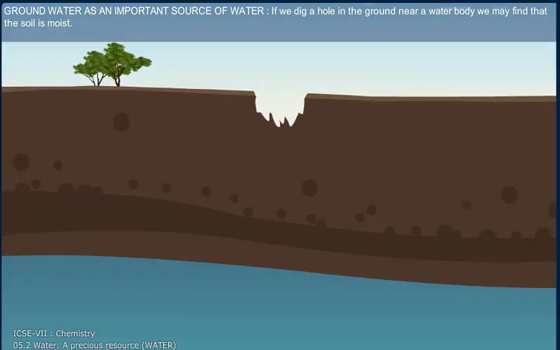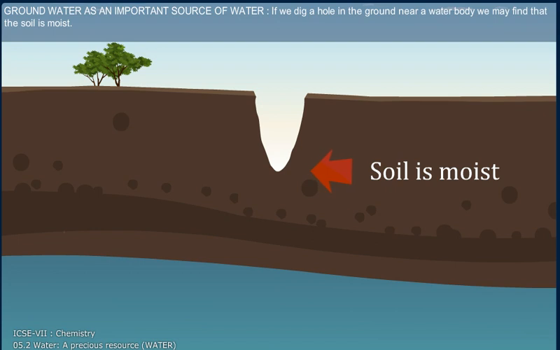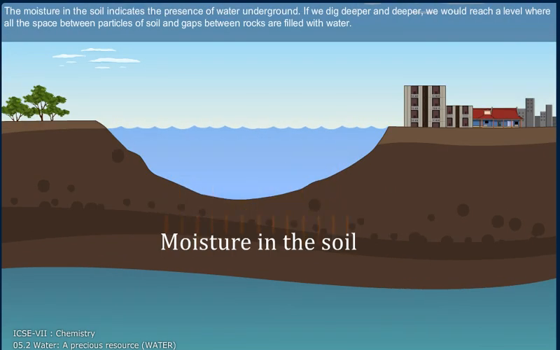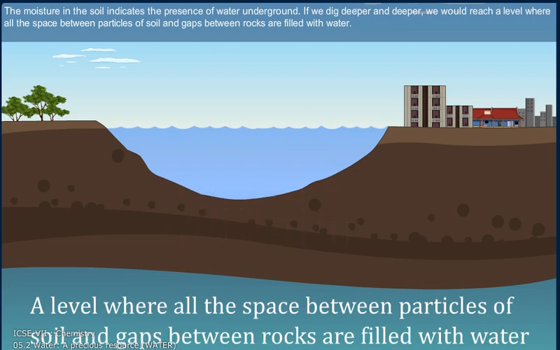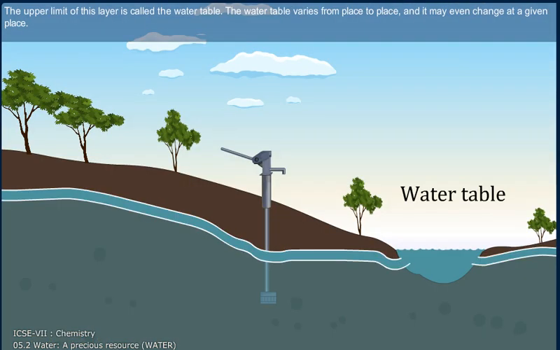If we dig a hole in the ground near a water body, we may find the soil is moist. The moisture in the soil indicates the presence of water underground. If we dig deeper and deeper, we would reach a level where all the space between particles of soil and gaps between the rocks are filled with water. The upper limit of this layer is called the water table.